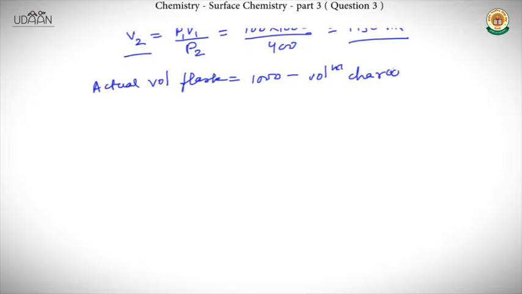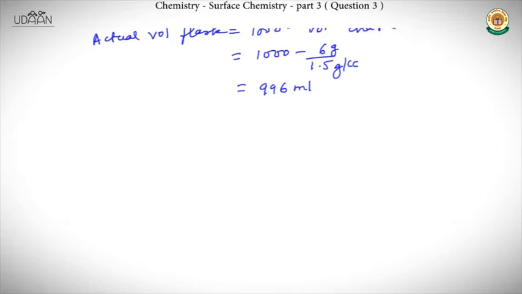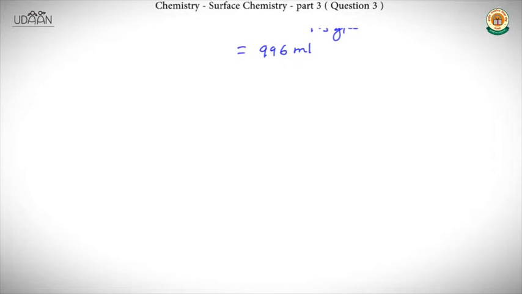We are given the density of charcoal and the mass also, 6 grams. So it becomes 1000 minus 6 upon 1.5, where 1.5 gram per cc is the density and 6 grams is the weight. So we get 996 ml. This is the effective volume of the vessel. Now this volume of the flask will have gas, but as calculated above, the volume of the gas will be more. So the difference in the volume is the amount of gas which is getting absorbed on charcoal.